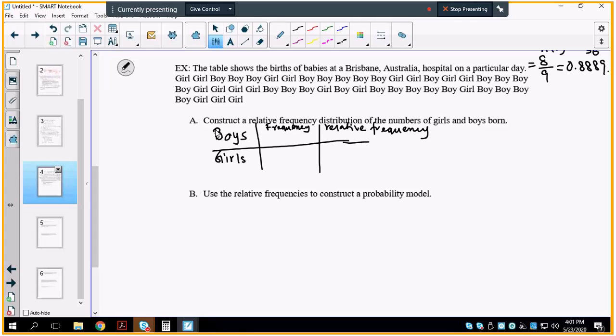So it's basically counting. So girls, I will say 1, 2, 3, 4, 5, 6, 7, 8, 9, 10, 11, 12, 13, 14, 15, 16, 17, 18. So the frequency for girls is 18, and then we do it for boys, and that will be 1, 2, 3, 4, 5, 6, 7, 8, 9, 10, 11, 12, 13, 14, 15, 16, 17, 18, 19, 20, 21, 22, 23, 24, 25, 26.